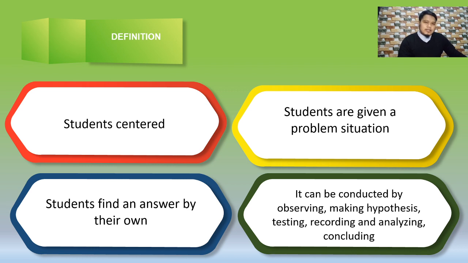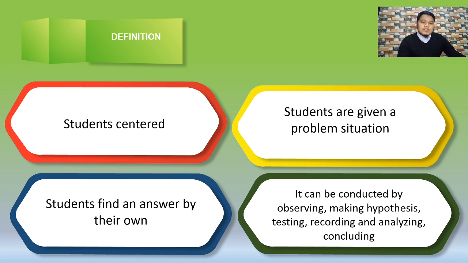In this slide, it shows four components that represent discovery learning. The first, student-centered. Why does student-centered represent discovery learning? Because discovery learning is focused on students' activity. It happens when students are involved in the learning process actively, especially in their mental process activities, in finding concepts and conclusions. So, it is student-centered.